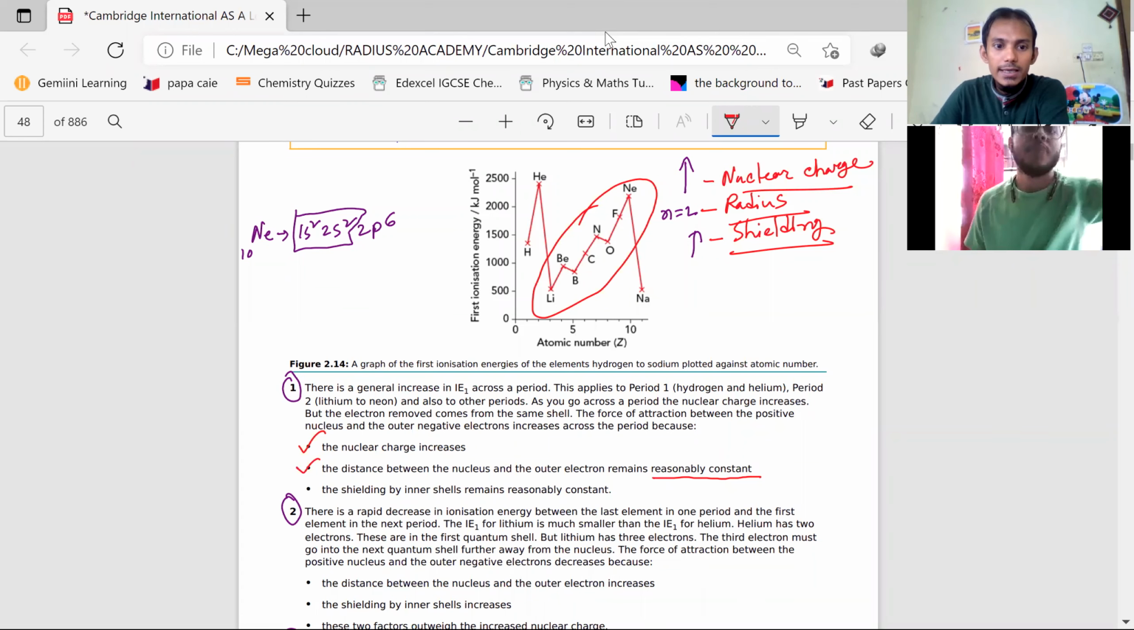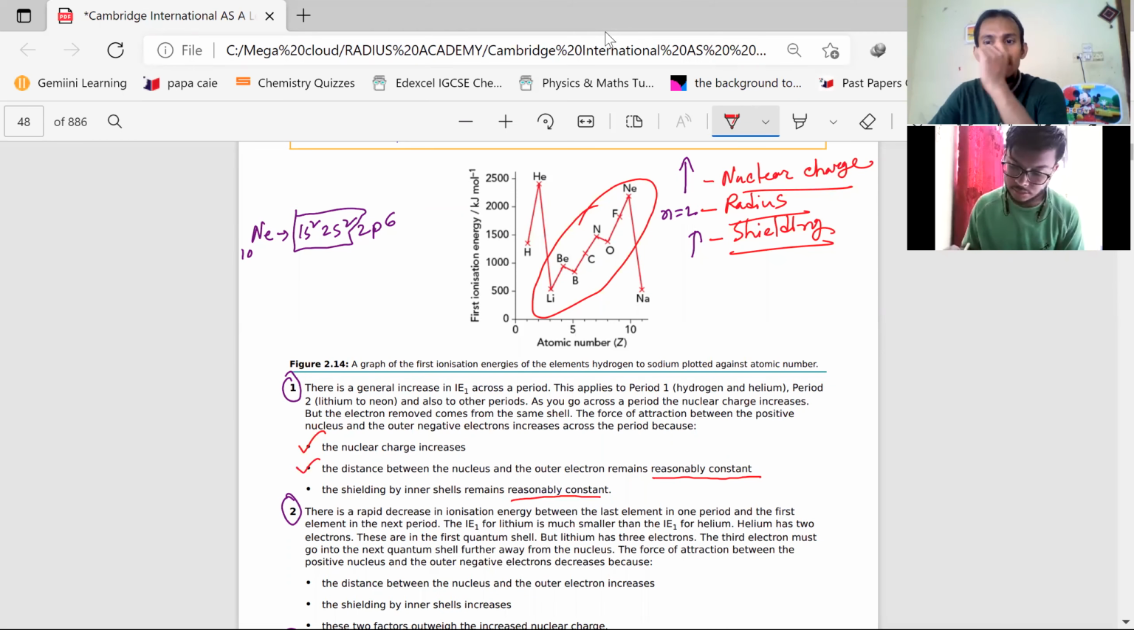And number 3 is the shielding by inner shells remains reasonably constant. Why? Because the electron is removed from the same quantum shell. So in the inner shell, you will get the same number of electrons. For lithium to neon, all these elements have 1s2 electrons in the first quantum shell. From 1s2, they will get the repulsion force, or shielding will be done by these 1s2 electrons for all these lithium to neon.